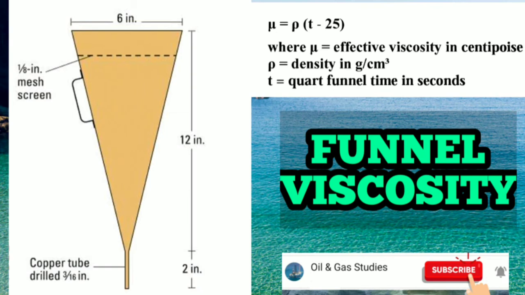Mu equals rho times T minus 25, where mu equals effective viscosity in centipoise, rho equals density in gram per centimeter cube, and T equals quart funnel time in seconds. As given in the figure.